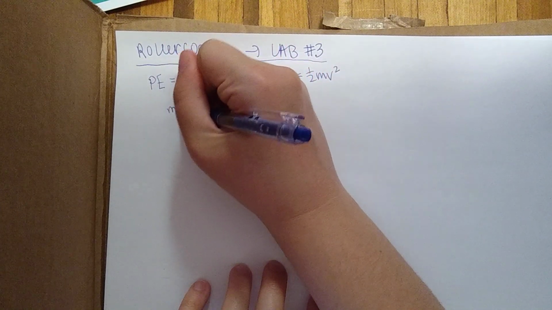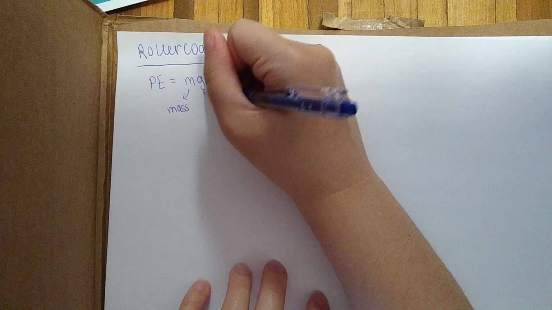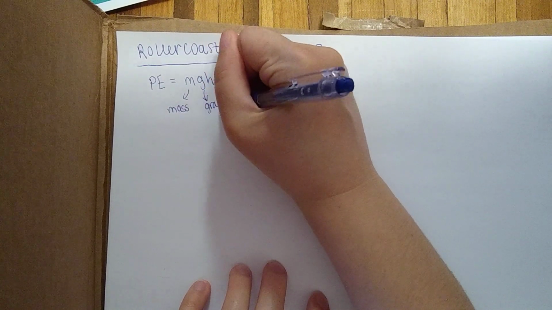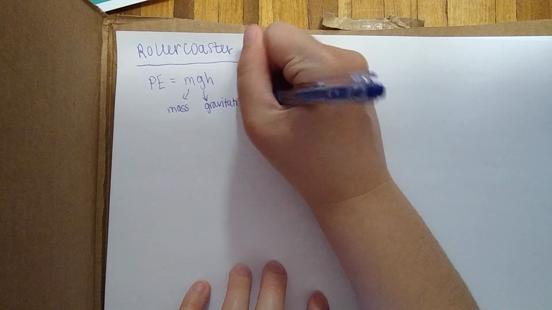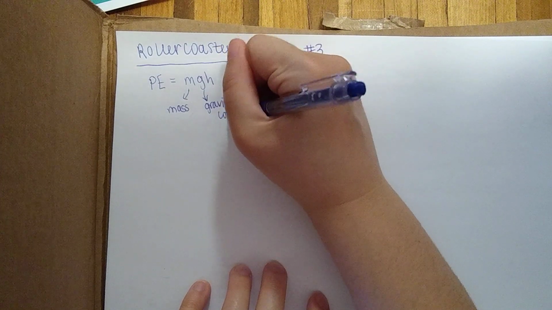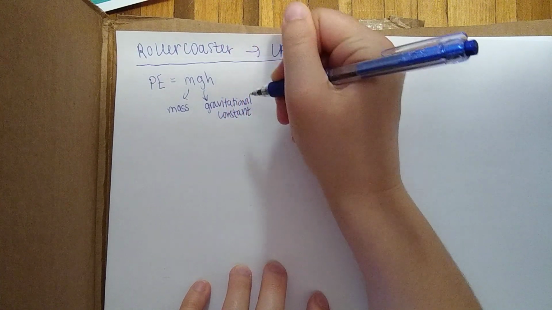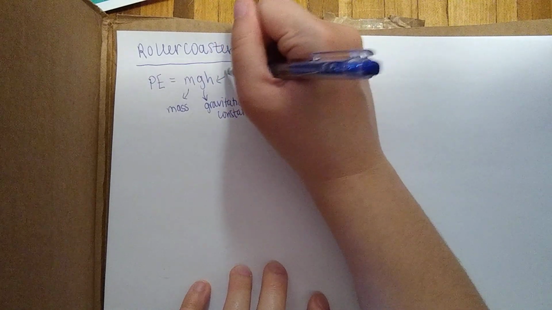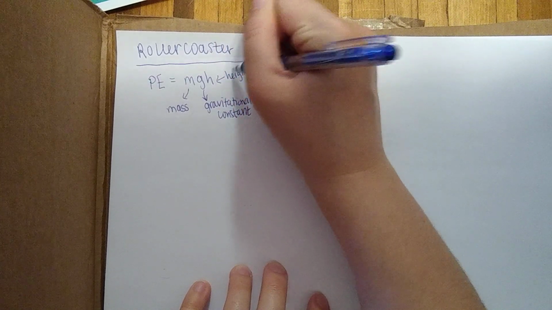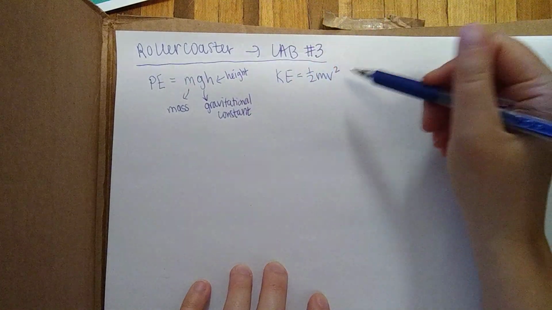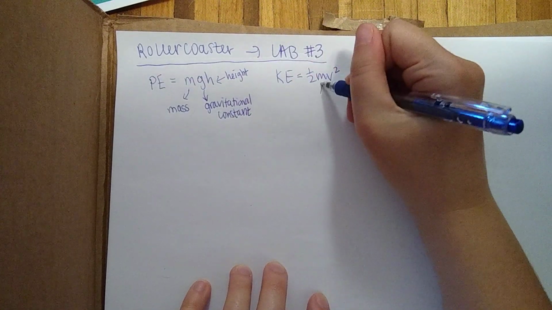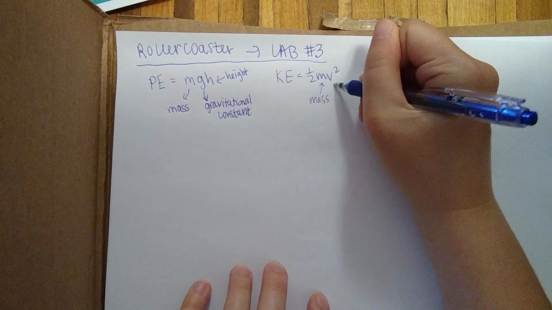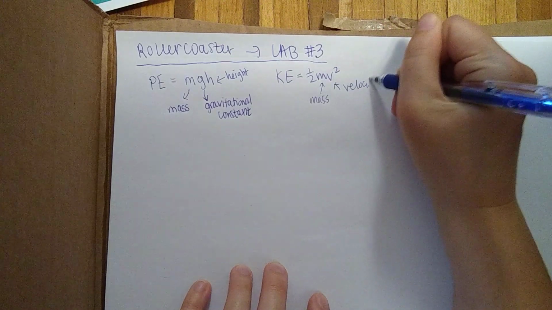So m is the mass, g is the gravitational constant. They give this to you in the theory section if you're not familiar with it. And then h is the height. And similar over here, so we know that this is just the mass once again, and this is the velocity. So v is for velocity.